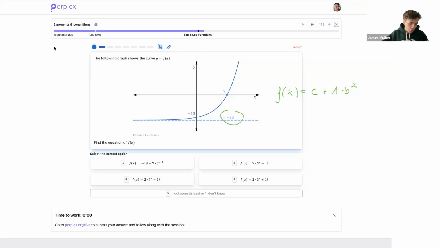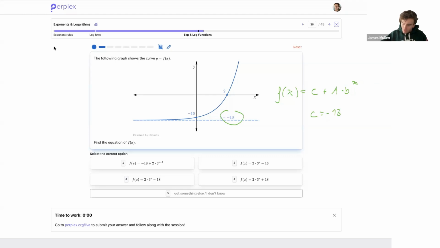Okay? So first of all, because I know that there is a horizontal asymptote at y is equal to negative 18, I know that as x goes to minus infinity, as this term goes to 0, I'm going to be left with more or less just c. So that's got to give me my horizontal asymptote, which means that c is equal to minus 18. That's the first thing. Okay?